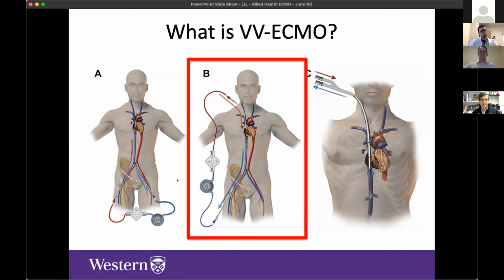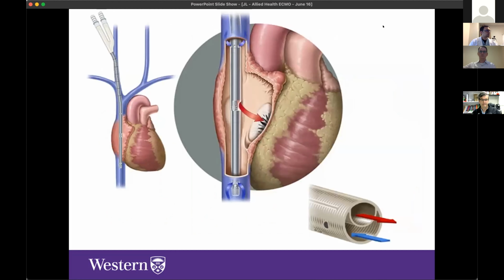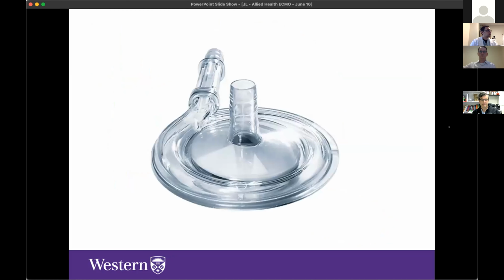So that can be in both femoral veins, more commonly, which is why I've highlighted it in the red square here, but the femoral vein and internal jugular vein are the two most common locations for people in acute respiratory failure. And we also have these double lumen cannulas where you can have just one insertion site. If you look at a cross section of the cannula, there are two working channels inside of it. One of them can be for draining the deoxygenated blood, and one of them can be for returning the oxygenated blood, all from one access site.